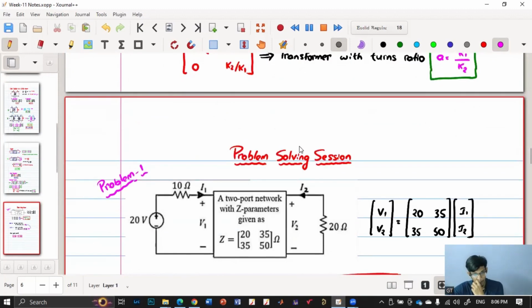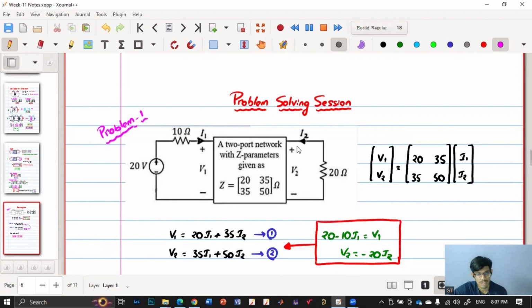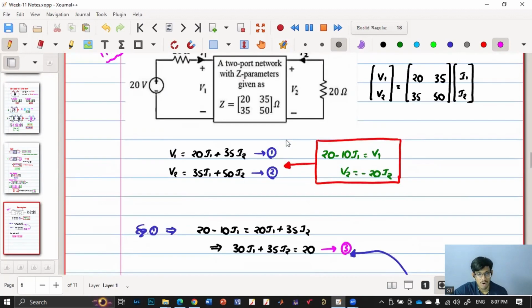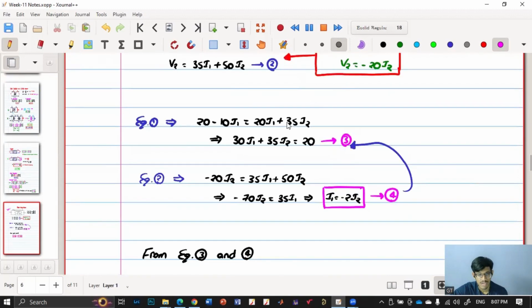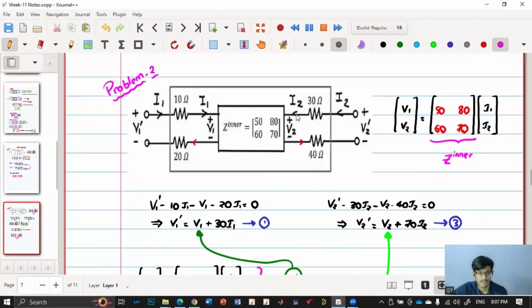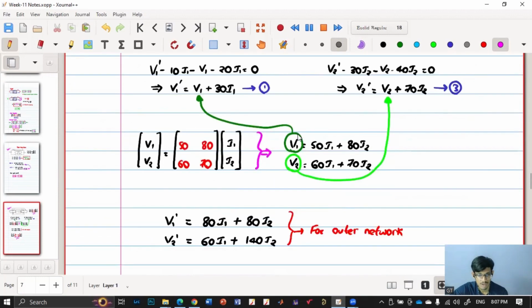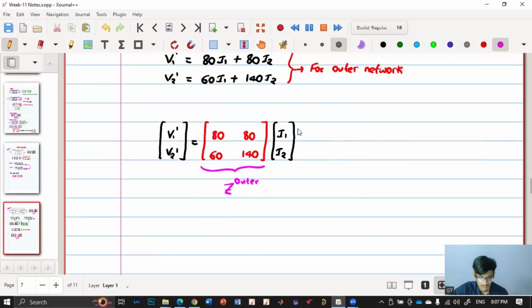Then we have solved a few problems today. In the first problem-solving session, we have a Z parameter related question. We have written the equation and then we have applied KVL here and here, and then we got the I1 as well as I2. In the second problem, they have given the inner Z matrix and they're asking for the outer Z matrix. So we have written these two equations and we have applied KVL here to get the outer Z matrix.